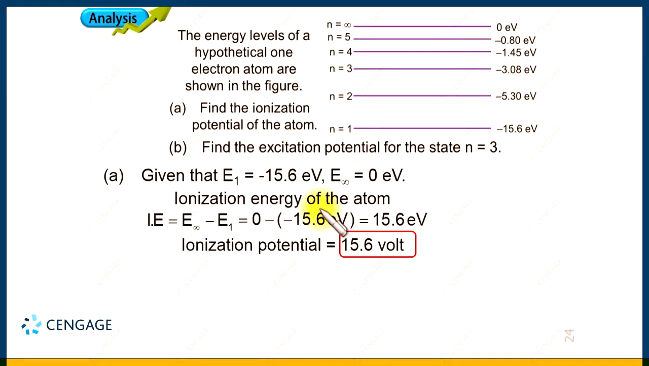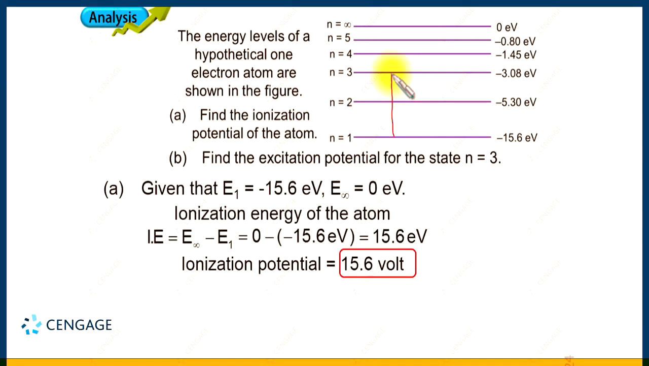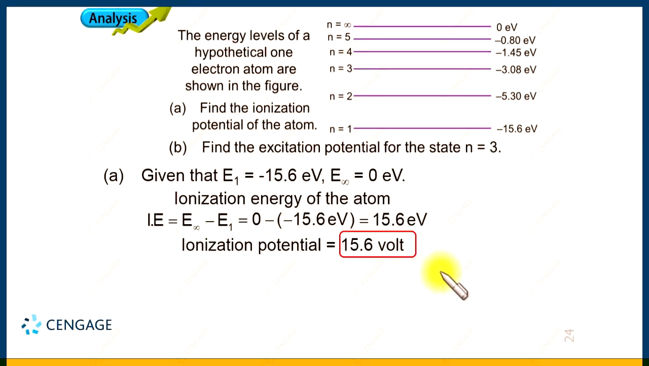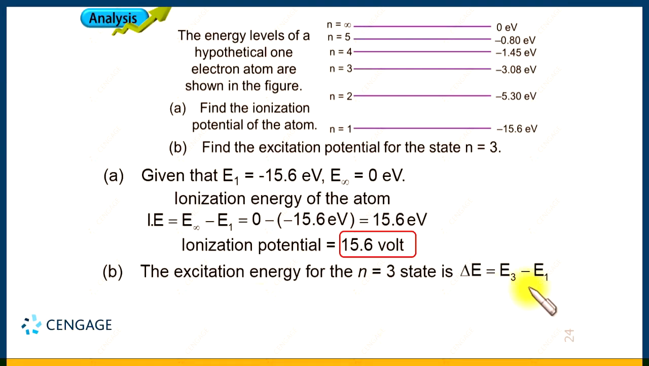For calculating excitation potential, again we need to find the excitation energy. Excitation energy for state n equal to 3 is the energy required for the transition from n equal to 1 to n equal to 3. So the energy required should be equal to E3 minus E1. Let us first calculate the excitation energy, that is E3 minus E1.